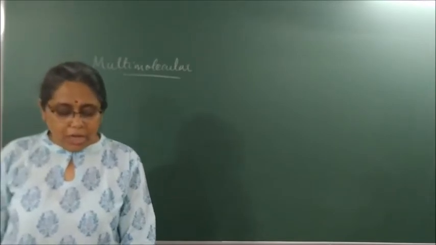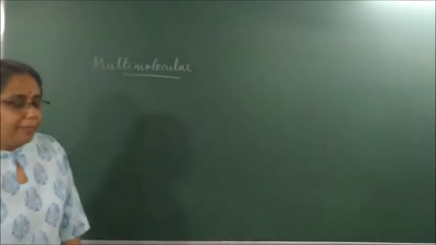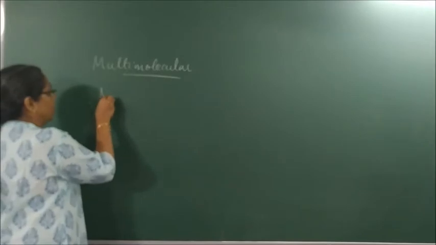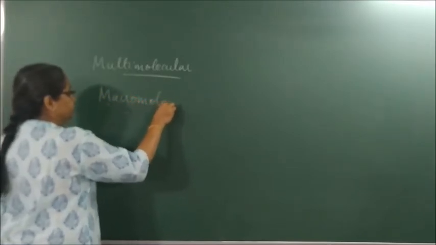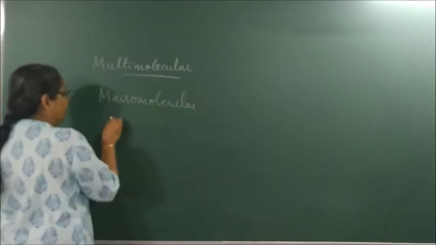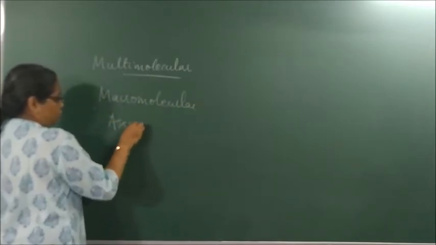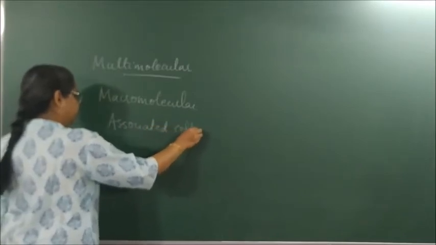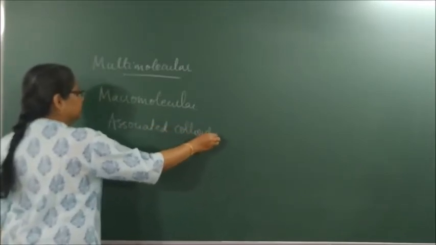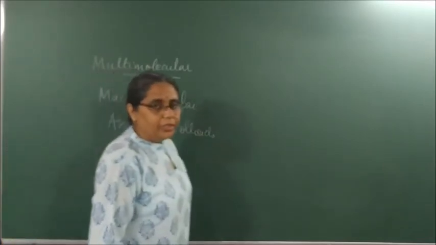Multimolecular colloid, associated colloids and macromolecular colloids. We will classify them as what? Macromolecular colloid and associated colloids. What is the difference between the three types?